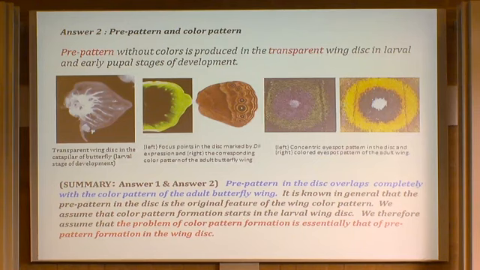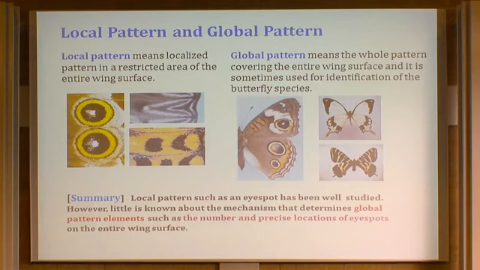The next issue I have to explain is two different kinds of research on butterfly wings. The first is local pattern, and the second is global pattern. A local pattern means a localized pattern, such as one eyespot pattern. This is a local pattern, and the heart mark pattern is also a kind of local pattern.